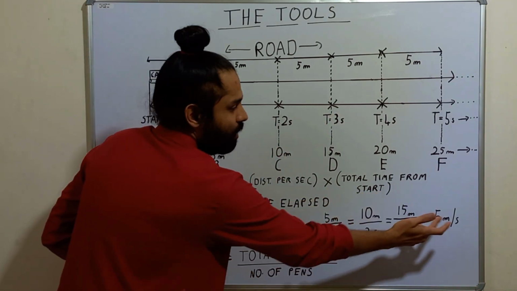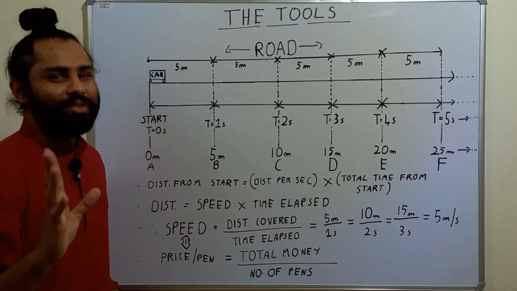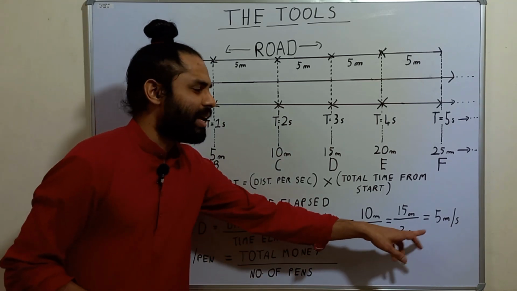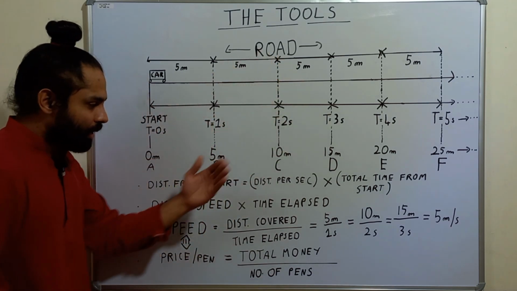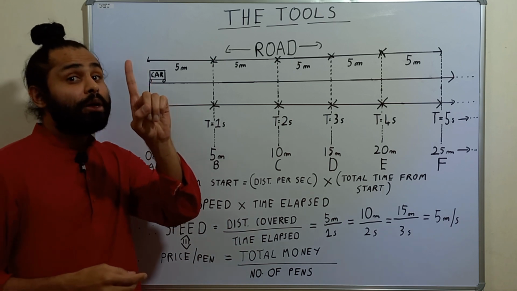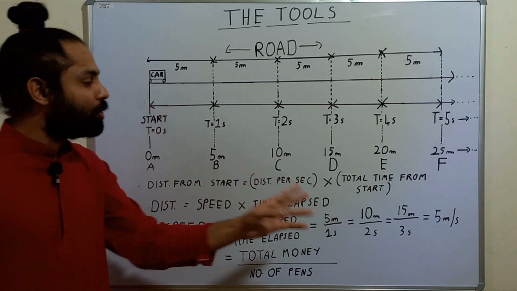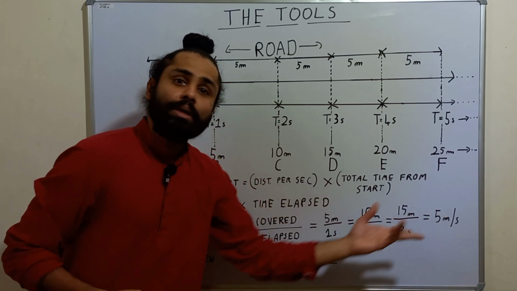15 meters by 3 will still basically give you, in the simplest form, 5 meters for every second. So you can make this calculation in any way. Take whatever distance, take the corresponding amount of time, divide the distance by time, and you will find out how much distance is traveled per unit time, which is what we refer to as speed, the unit obviously being meter per second.